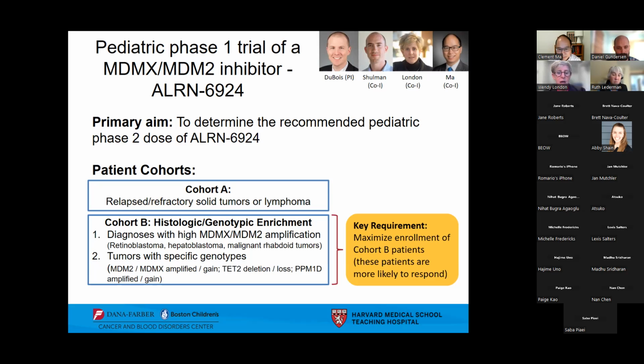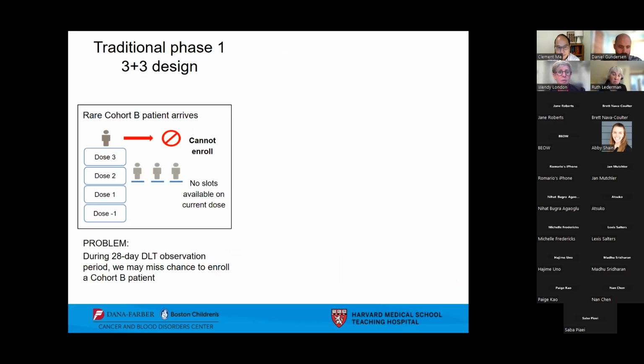And patients who have these aberrations are of special interest because they're the ones that we would expect would be more likely to respond to the drug perhaps than other patients. And so they're special, they're rare, and we're going to label them as the cohort B patients. And in this trial, the objective is to determine the recommended pediatric phase 2 dose of the experimental drug. Next. So it's really important for us to be able to enroll every rare cohort B patient who comes along.